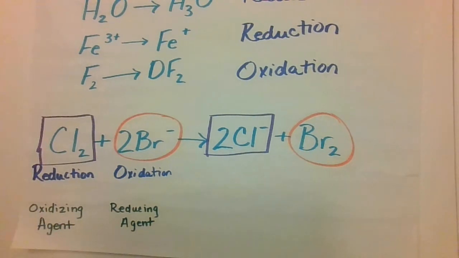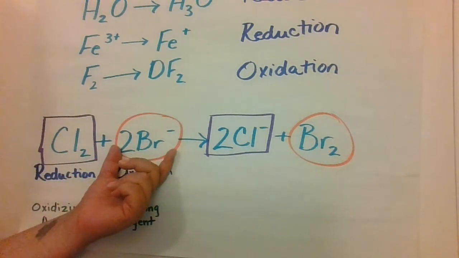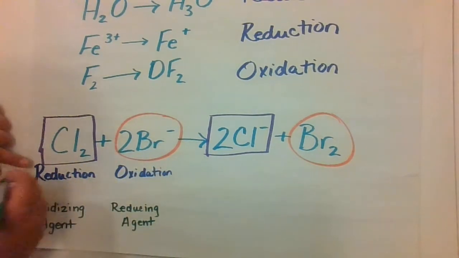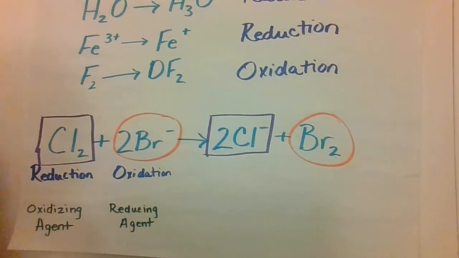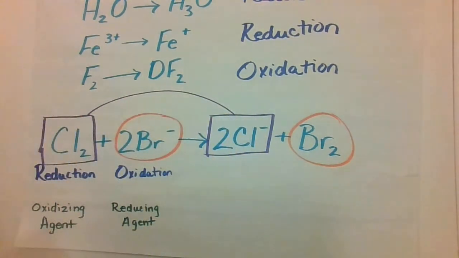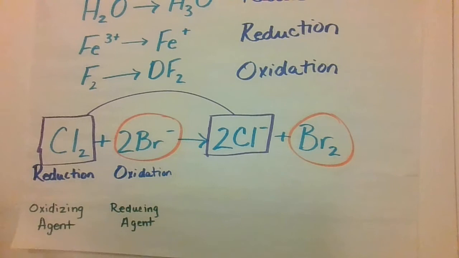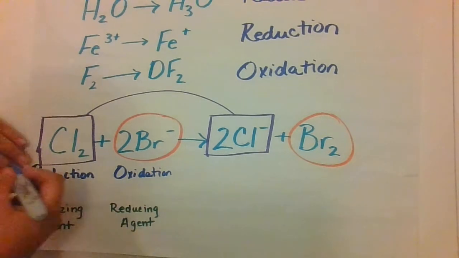So we have our species that was reduced and our species that was oxidized. This would be our species reduced, because between our Cl2 and our Cl negative, we are able to see that that reduction happened. So that is going to be my species that reduced.